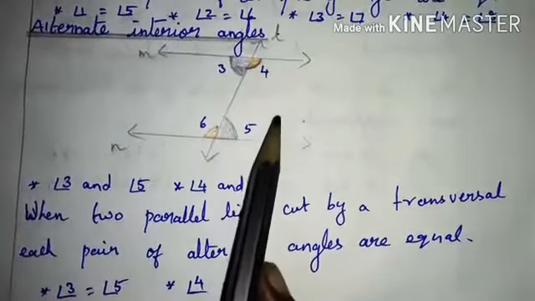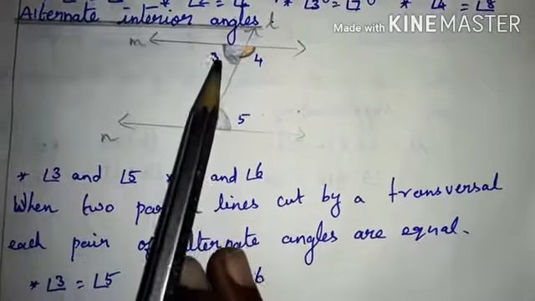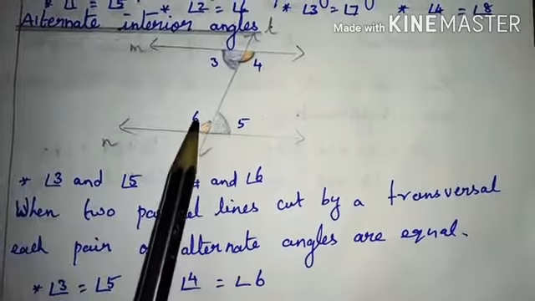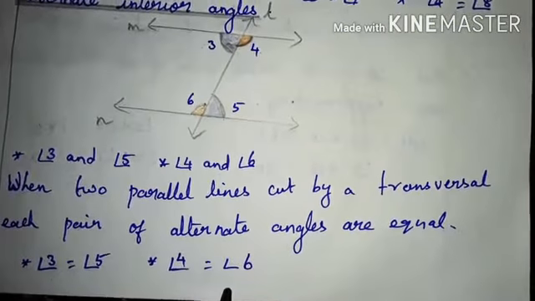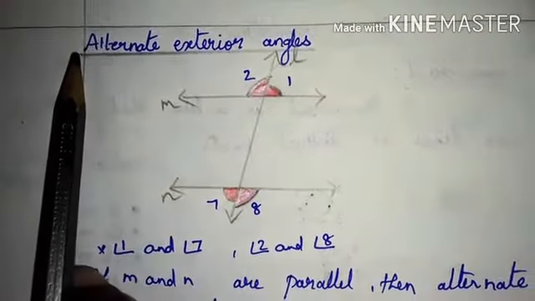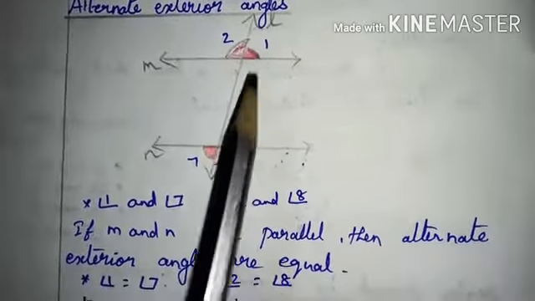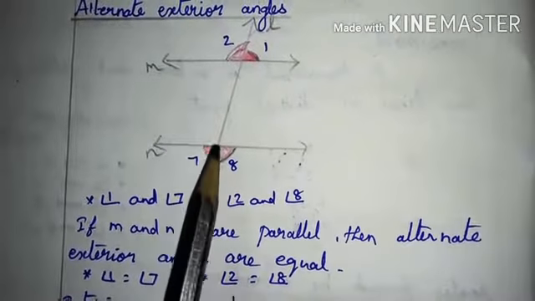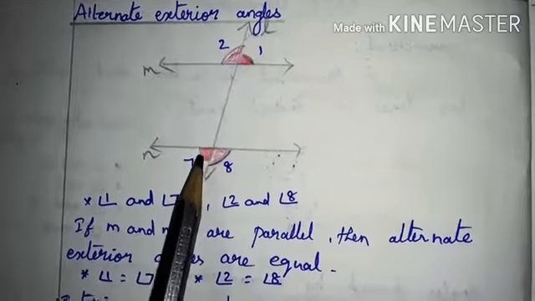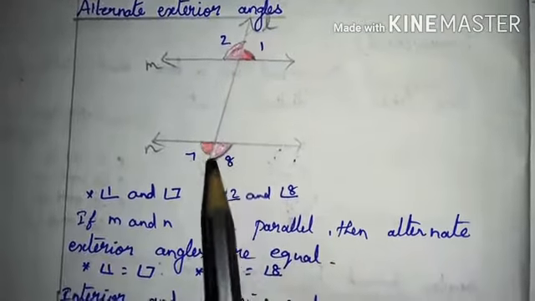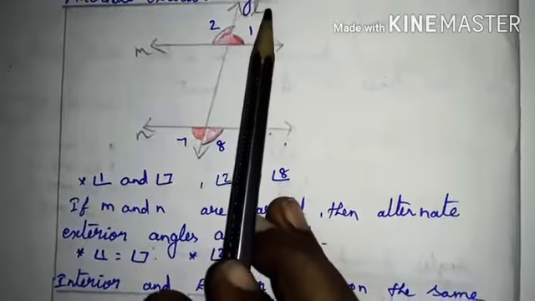Here also, if the two lines, that is M and N, are parallel and are cut by the transversal, then we say that these pairs of angles are equal. That is, angle 3 is equal to angle 5 and angle 4 is equal to angle 6. Alternate exterior angles. Here, each pair of angles, angle 1 and angle 7, angle 2 and angle 8, are marked on the opposite sides of the transversal and are lying outside the lines M and N. So, we call this pair of angles alternate exterior angles.